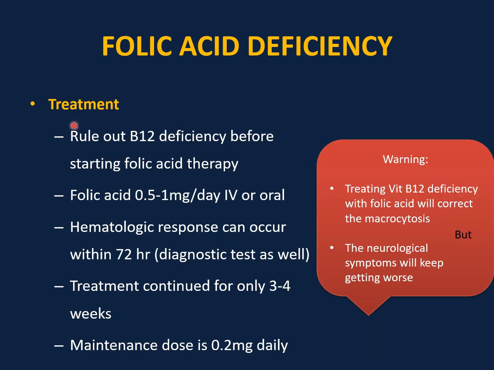Treatment of folic acid deficiency: you need to rule out B12 deficiency first, before you start folic acid therapy. Very important to do that, because treating B12 deficiency with folic acid will correct the macrocytosis, but the neurological symptoms will keep getting worse. So it's very important to rule out B12 deficiency before you treat folic acid deficiency.